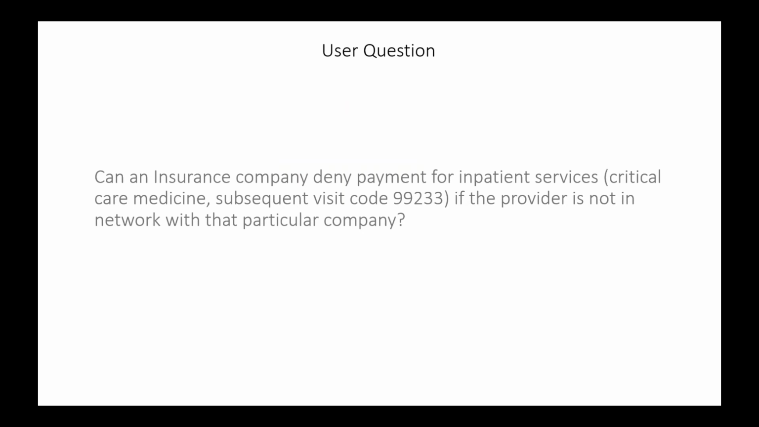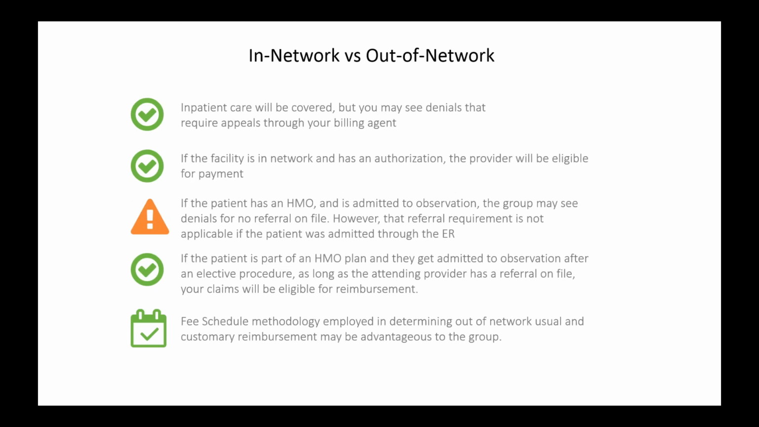Okay. We had another great question regarding network, and it was regarding, can an insurance company deny payment for inpatient services? And it says critical care medicine with subsequent visit code 99233 if the provider is not in network with that particular company. They can deny. Inpatient care should be covered at all times, especially in an acute setting.